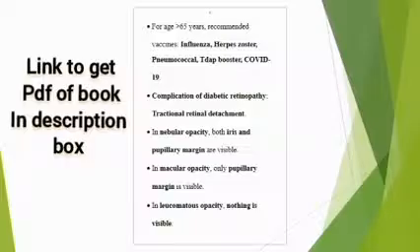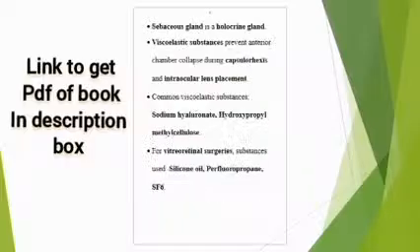Then opacities in the cornea: nebular, macular, and leukomatous. In nebular opacity, both the iris and pupillary margin will be visible. In macular opacity, only the pupillary margin will be visible. And in leukomatous opacity, everything is white, nothing is visible. Then the sebaceous gland is a holocrine gland.